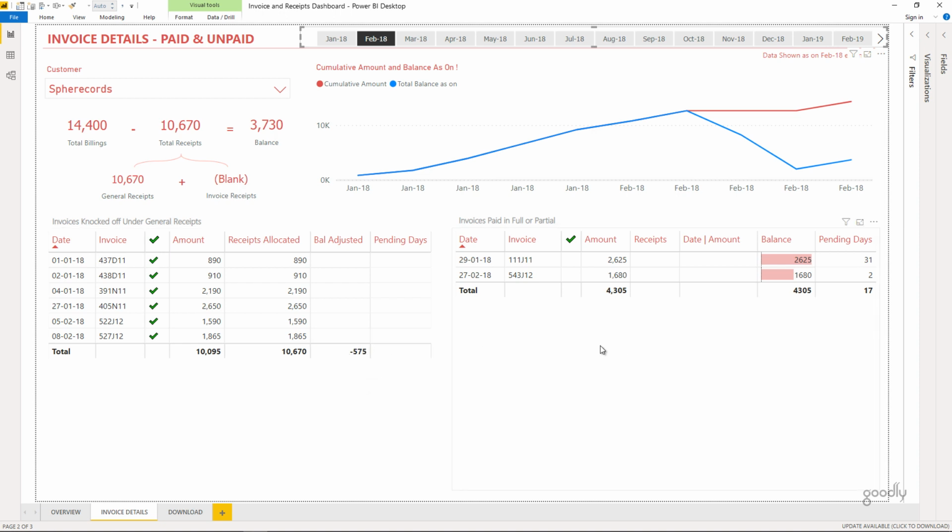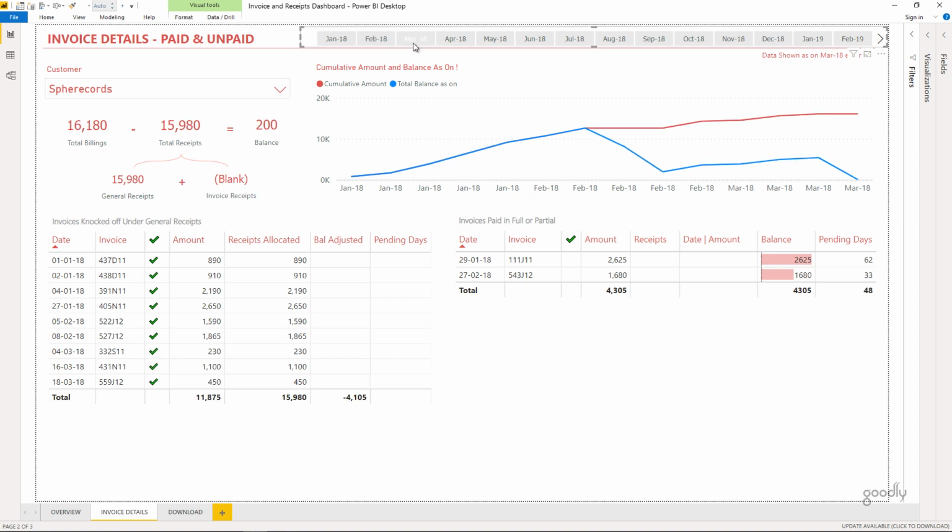Nothing has been paid off here. You can see that none of the invoices are checked, so nothing has been paid off. The balance is in full. Let's just take a look at the next month. So if I click on the month of March, let's just take a look at what happened.